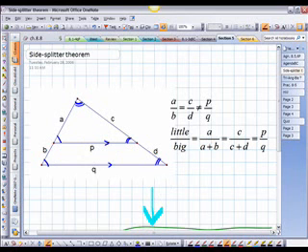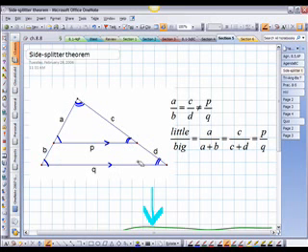So basically, the upper triangle is similar to the big triangle. And because of that, you can set up proportionalities. One of which is that A over B is equal to C over D, which is not equal to P over Q. It's important to note.